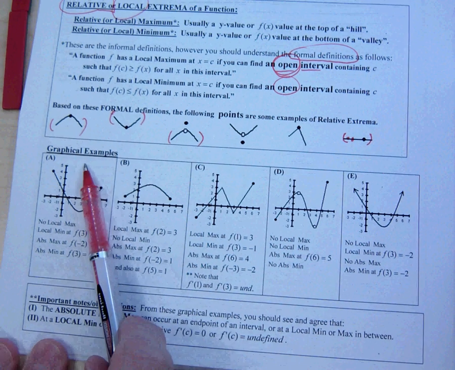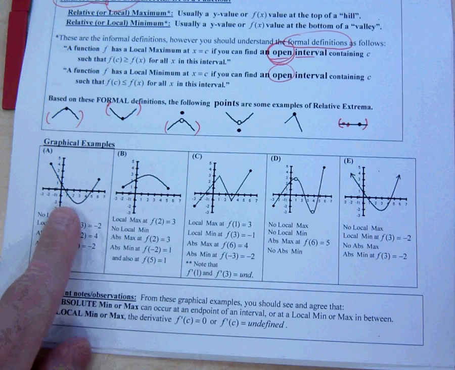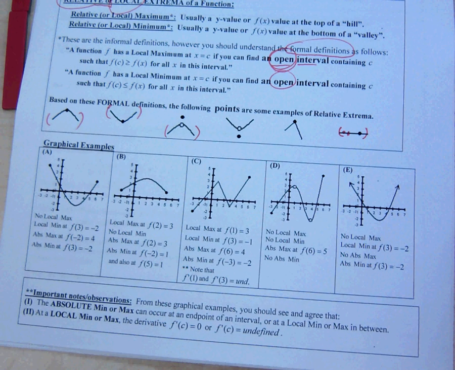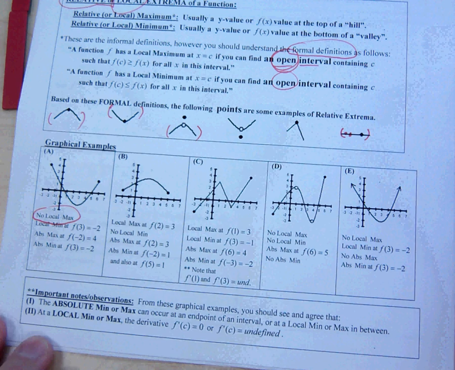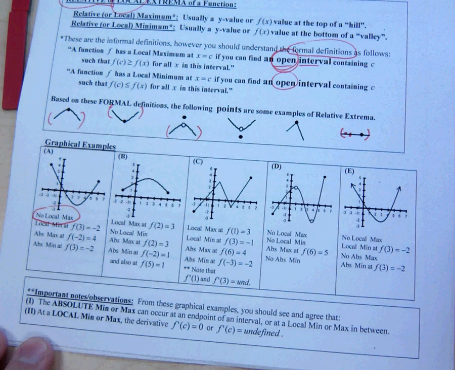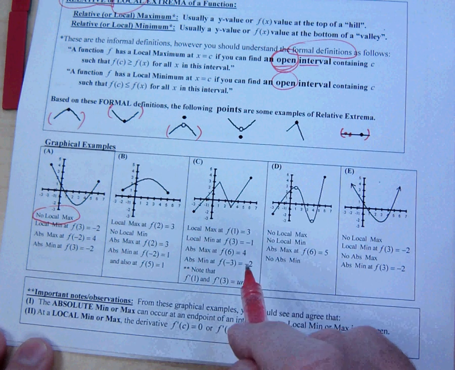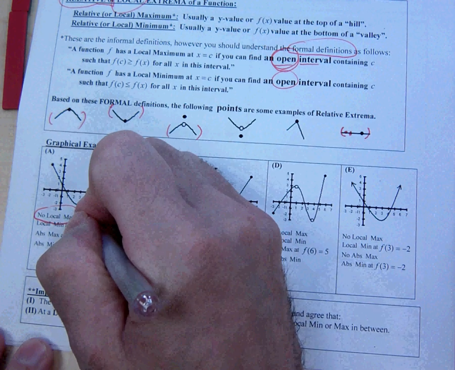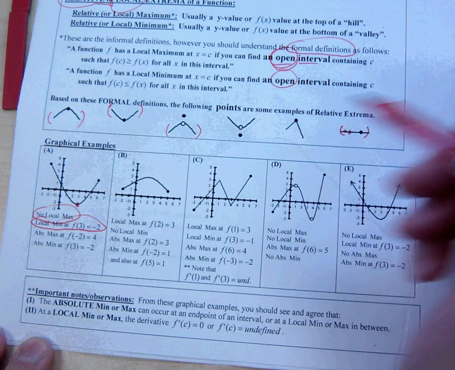All right, so graphical examples of what I'm talking about. Just look at this graph. Do you agree it has no local max? There's no hill, so to speak. Is there a local min? Yeah, where? Right here. So it looks like at about what? F of 3 equals -2, right?